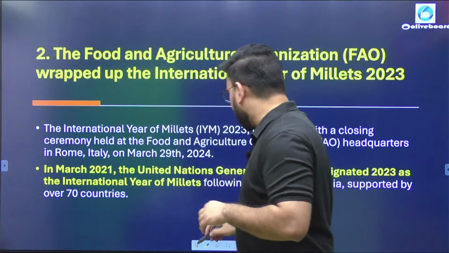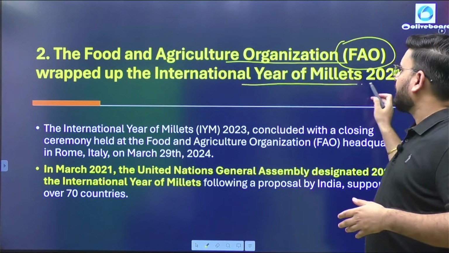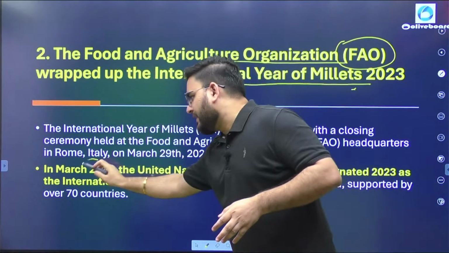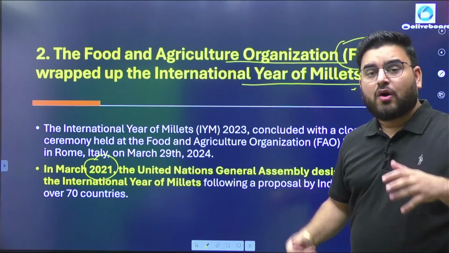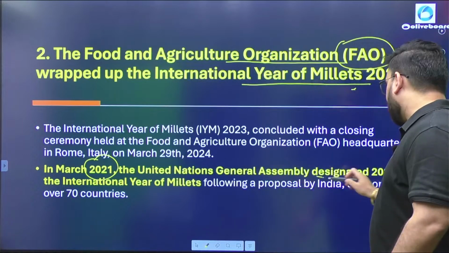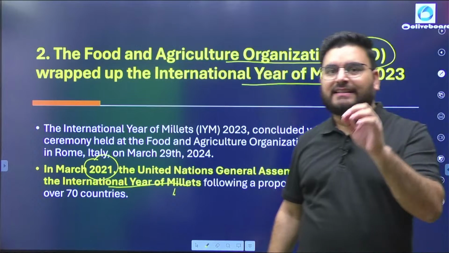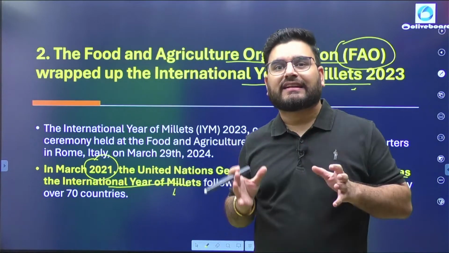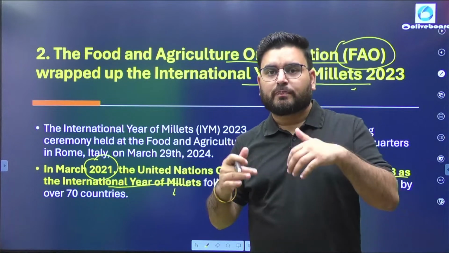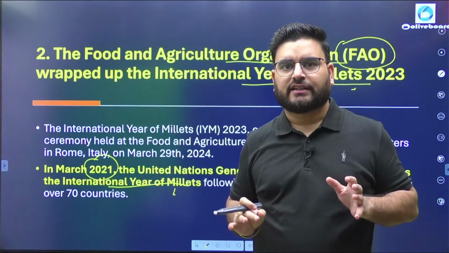The next news was the Food and Agriculture Organization, FAO for short, wrapped up the International Year of Millets. So we all know that in March 2021, on the request of India, the year 2023 was designated as International Year of Millet. See, millet is basically a hardy crop. It is a drought resistant crop and it is very healthy to eat and very nutritious also. So to promote millets globally, they designated the year 2023 as the international year.